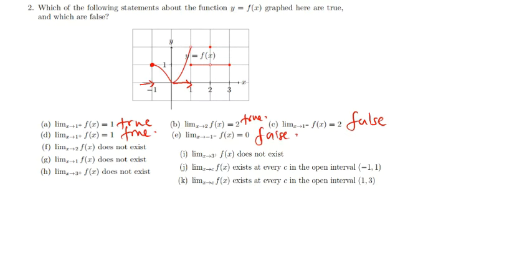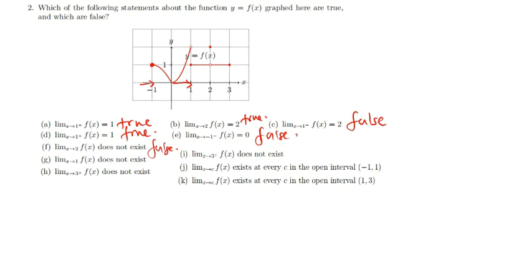Then they are saying limit as x approaches 2 does not exist. It exists because in part B we said that is true. From the left and right we are getting the same answer. So this is false. It's supposed to be true.